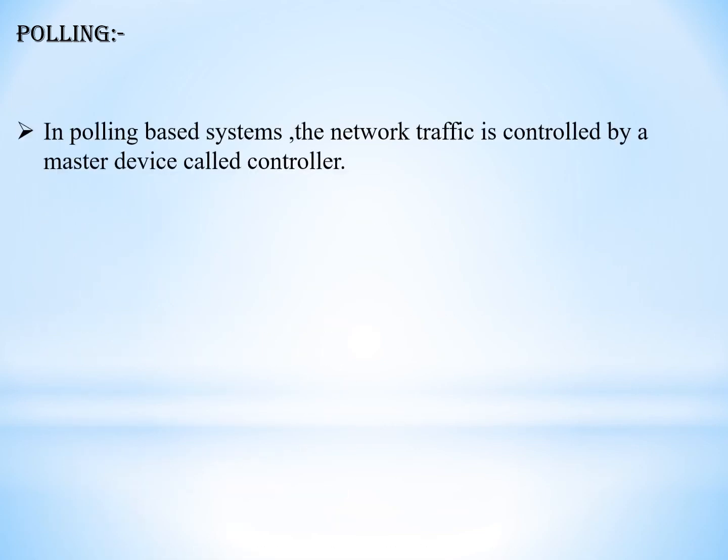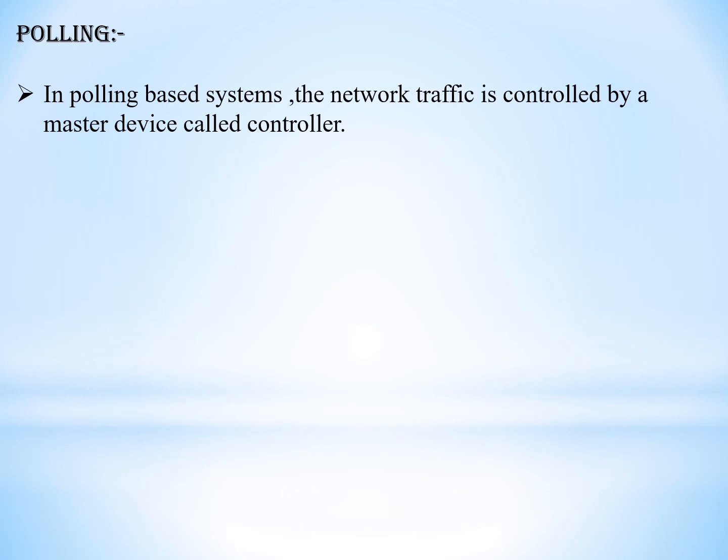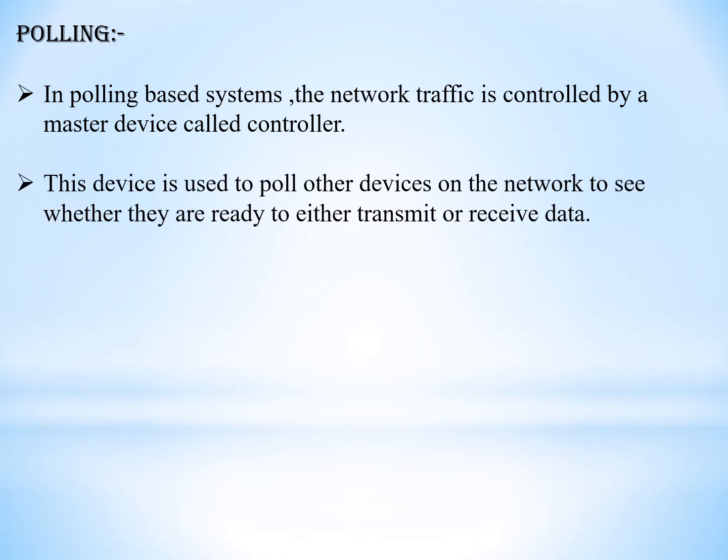So let's learn polling. In a polling based system, the network traffic is controlled by a master device called the controller. This device is used to poll other devices on the network to see whether they are ready to either receive or transmit data. CPU steadily checks whether the device needs attention or not. The device is serviced by the CPU every now and then.